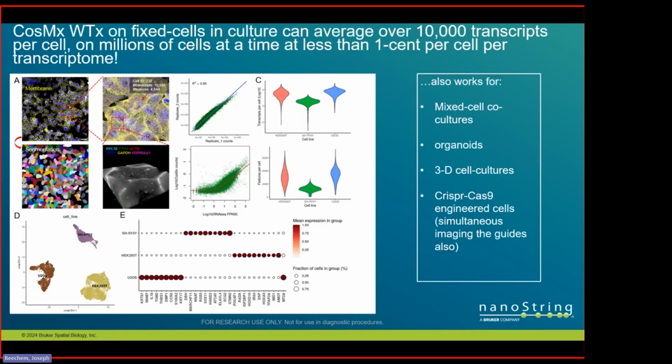Okay, so not only does it allow you to do easily 1 million cells, you're doing it for less cost, less than 1 cent per cell per whole transcriptome. This is all brand new data that gets enabled by the CosMx whole transcriptome that will be launched early in 2025. So that's not that far away.